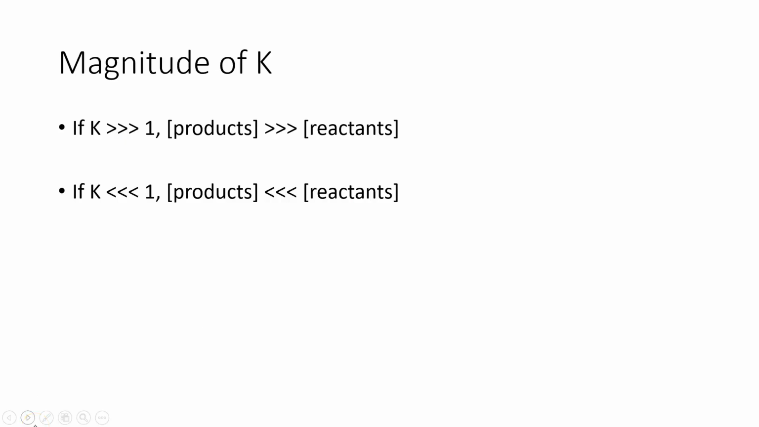So let's talk about the magnitude of K. You may remember that if K is much greater than 1, that means the numerator or the products are much greater than the reactants. Another way of thinking about that is the equilibrium lies to the right. And let me just sketch some generic reaction here. If K is much greater than 1, products are greater than reactants, meaning the equilibrium lies to the right. But if K is much less than 1, that means the products are less than the reactants, and the equilibrium lies to the left.